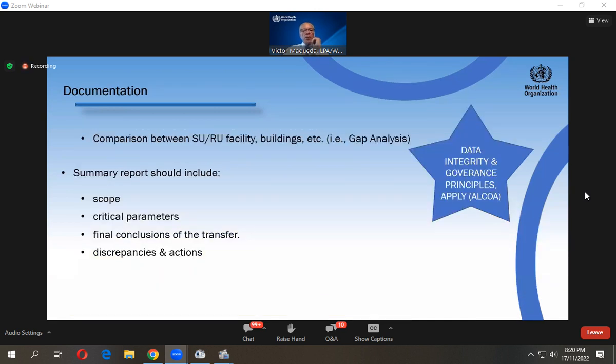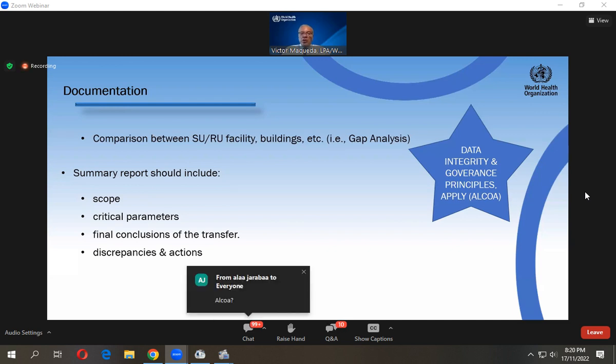Okay, so we will compare, as we said, the gap analysis. This should also be under data integrity and governance principles. Remember the ALCOA requirements are in effect, and this documentation that is generated in the tech transfer is also controlled by this requirement. And of course, we need, again, to report. This is very important, the reporting and what the report should include. More or less what is here, like the scope, the parameters, the final conclusions of the transfers, and especially the discrepancies in actions and decisions taken.